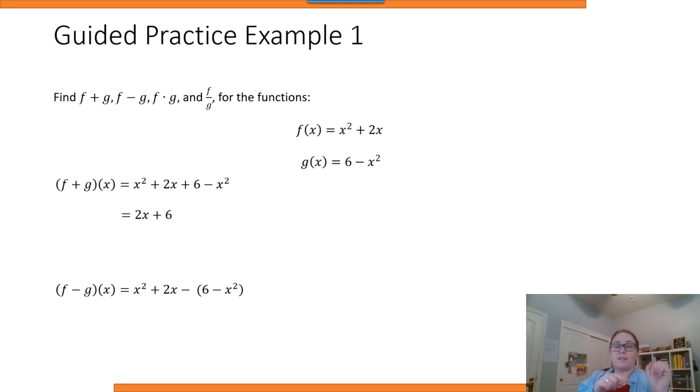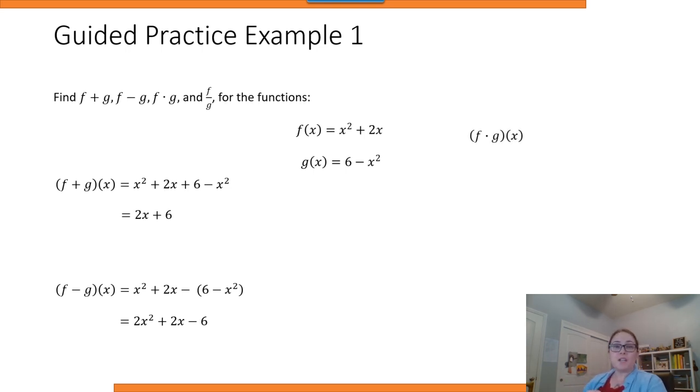To simplify this, I've got to distribute that negative to everything in the parentheses. So it becomes x squared plus 2x minus 6 plus x squared, in which case, when I combine, instead of the x squared terms canceling out, they actually combine to give me 2x squared. So I end up with 2x squared plus 2x minus 6 as a final answer.